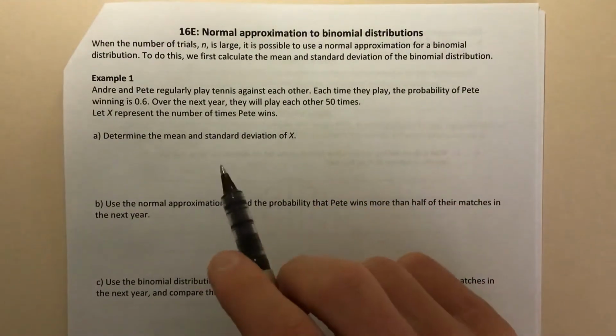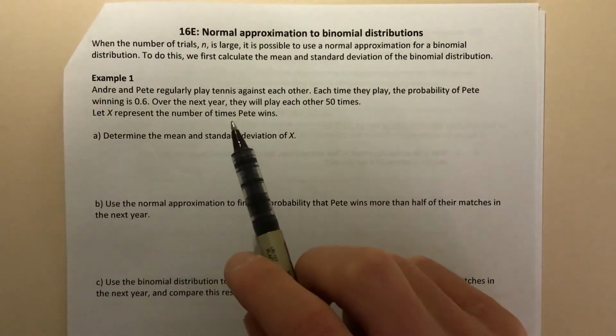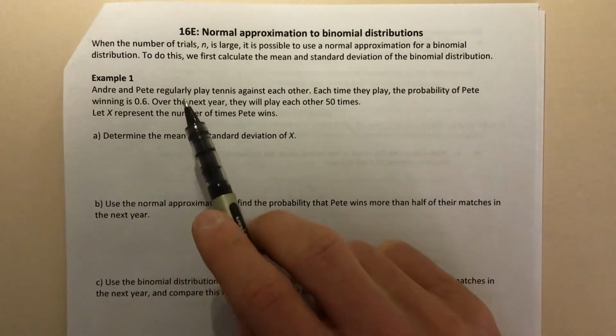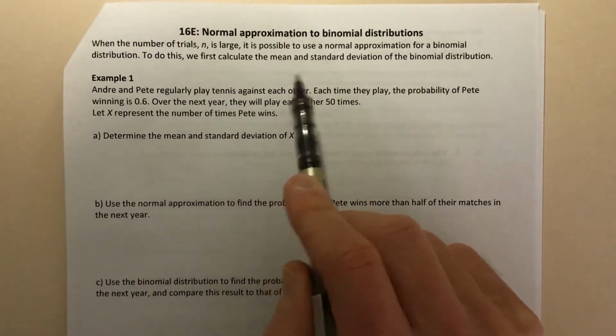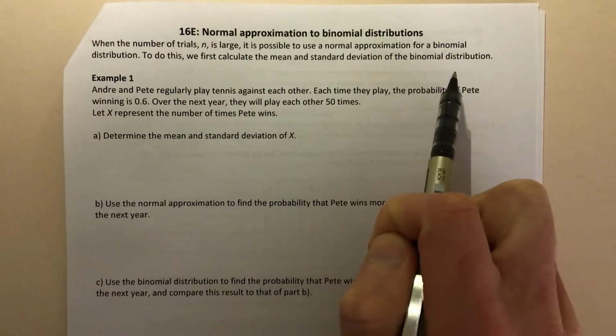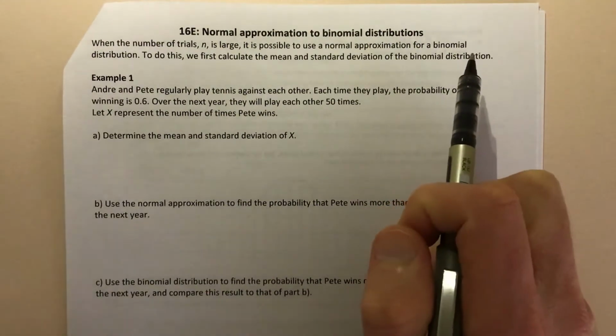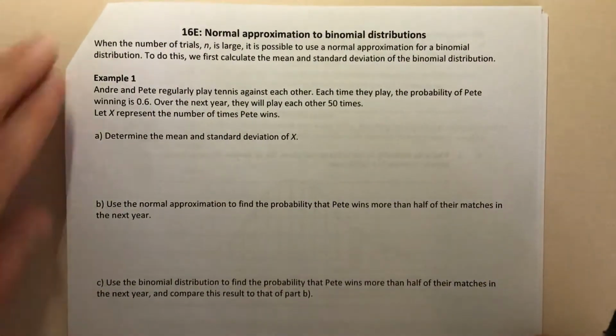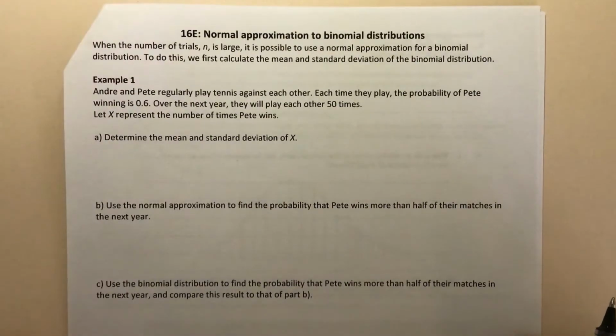Now, you only ever do this if it's really clear that that's what the question's instructing you to do. The way this works is you first calculate the mean and standard deviation of the binomial distribution, and then you apply the calculations associated with normal distributions. Let's have a look through an example of how this works.